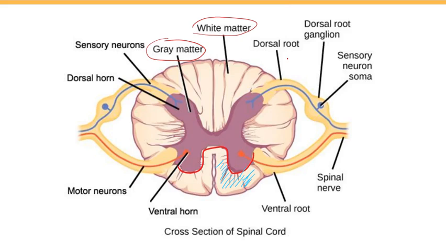For the brain, if you remember, we define the gray matter outside and white matter inside, but for the spinal cord, we're going to define white matter outside and gray matter inside. And look at the gray matter. It looks like the letter H.